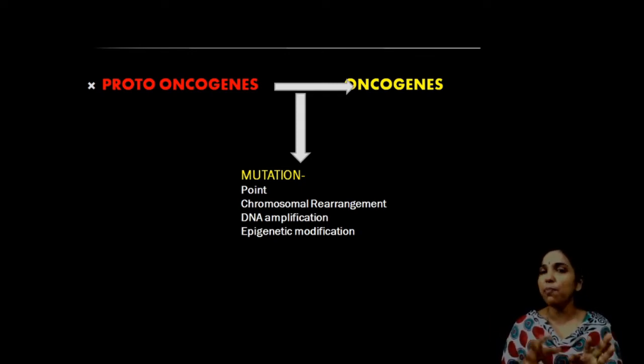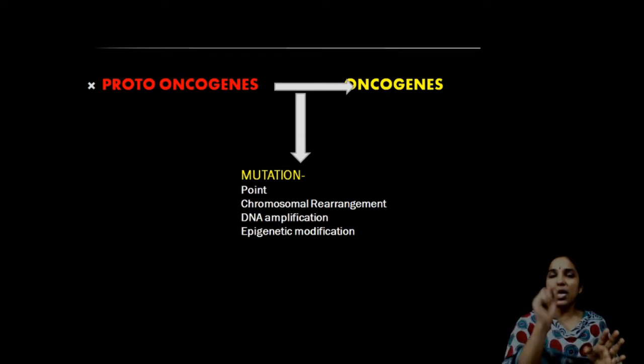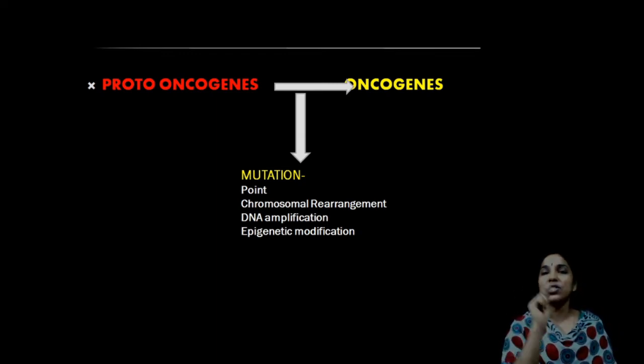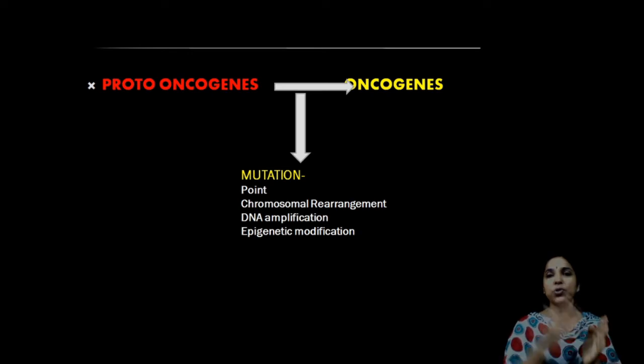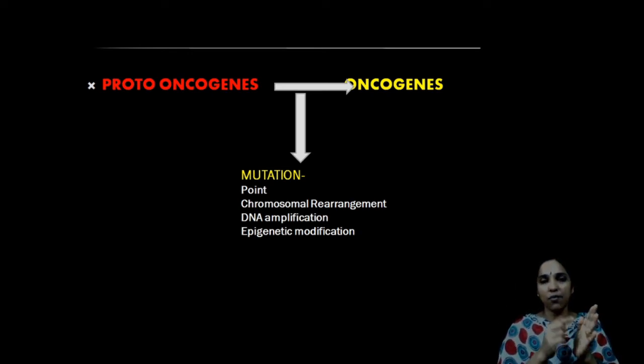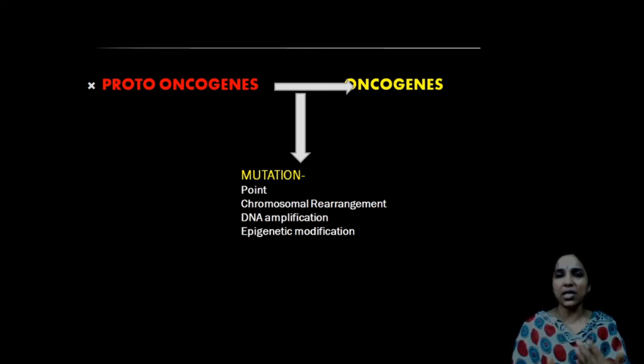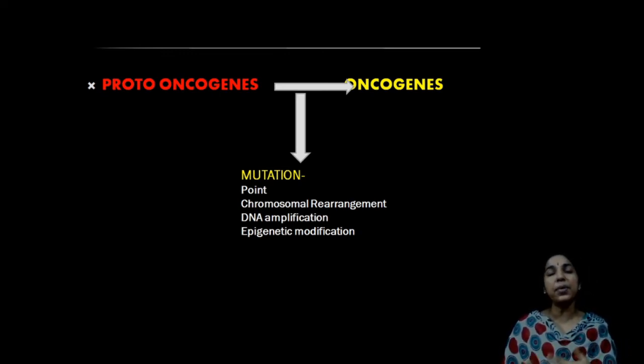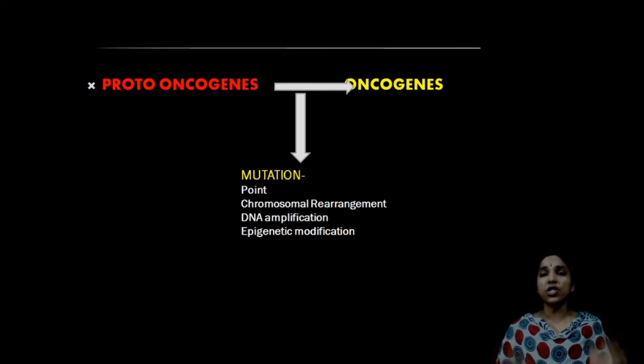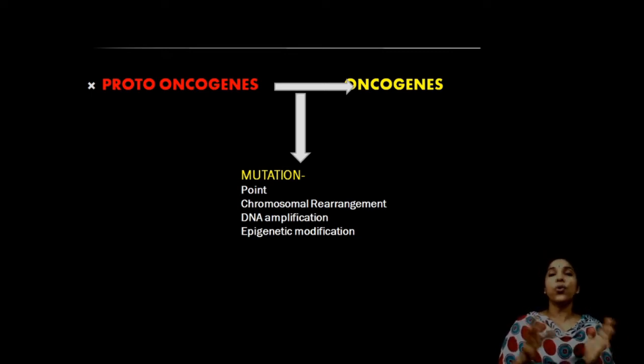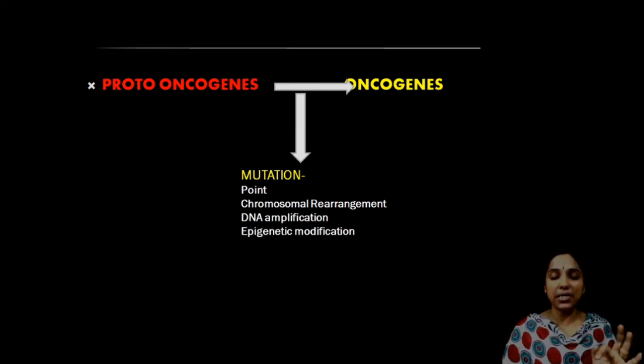The mutation may be a point mutation. What is a point mutation? A particular gene is lost at a particular focus. Or it may be a chromosomal rearrangement, by translocation from one chromosome to another, or of two genes in the same chromosome. Or it may be duplication or amplification, or epigenetic modification. Many types of mutations and aberrations may be happening. This can lead to oncogenes. Clear? So this is the basic thing.